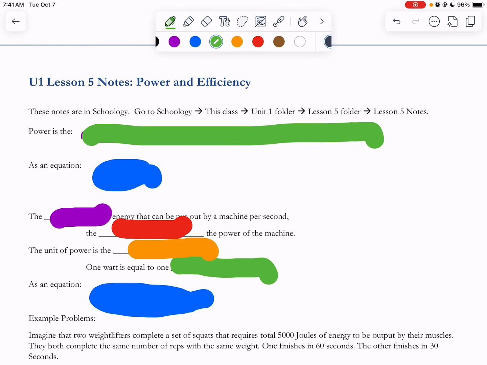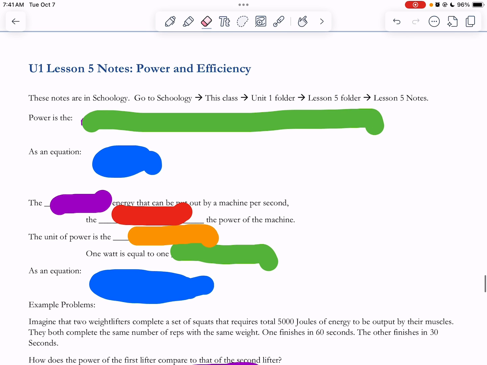Hi guys, in this video we're going to talk about power and efficiency. And they're pretty cool. You probably learned a bit about power and efficiency at some point in the past, and we're going to make sure that you understand it really well now. And so here's where we're going to start. We're going to start with the definition of what power is.